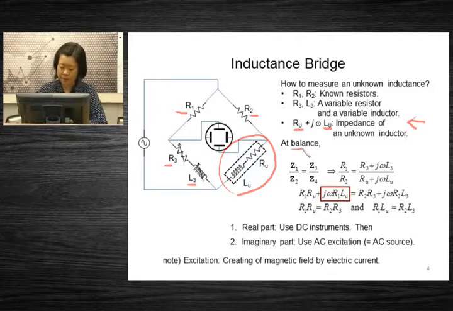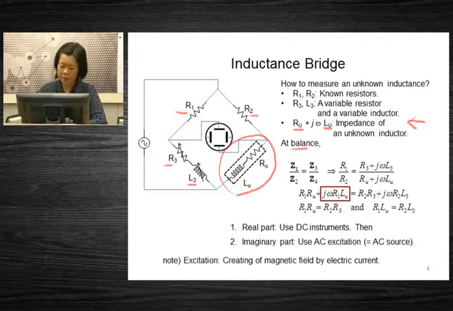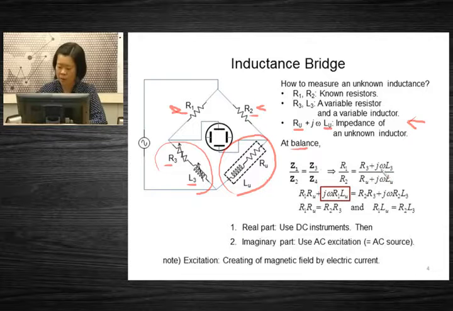Now, at balance, we are going to use these two equations, either the left one or the right one. At balance, Z1 to Z2 is equal to Z3 to Z4. So, Z1 is R1, Z2 is R2, Z3 is a series of R3 and L3, which becomes R3 plus j omega L3, and Z4 is in the same way R unknown plus j omega L unknown.